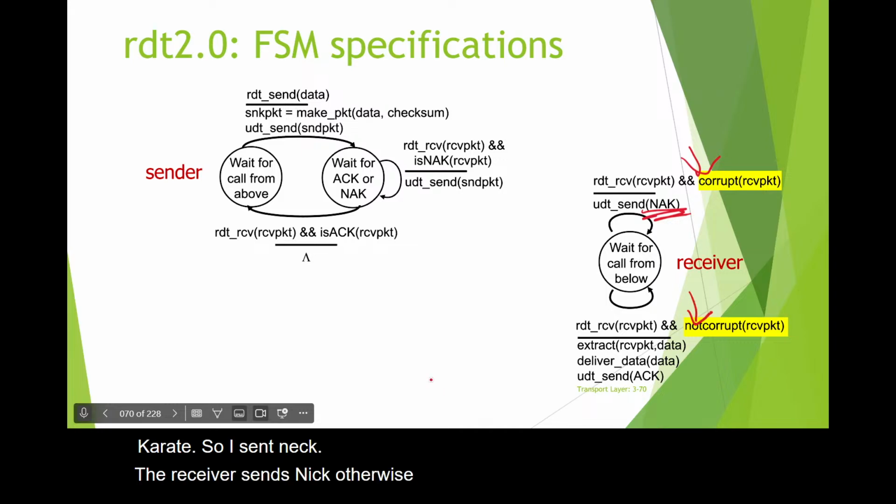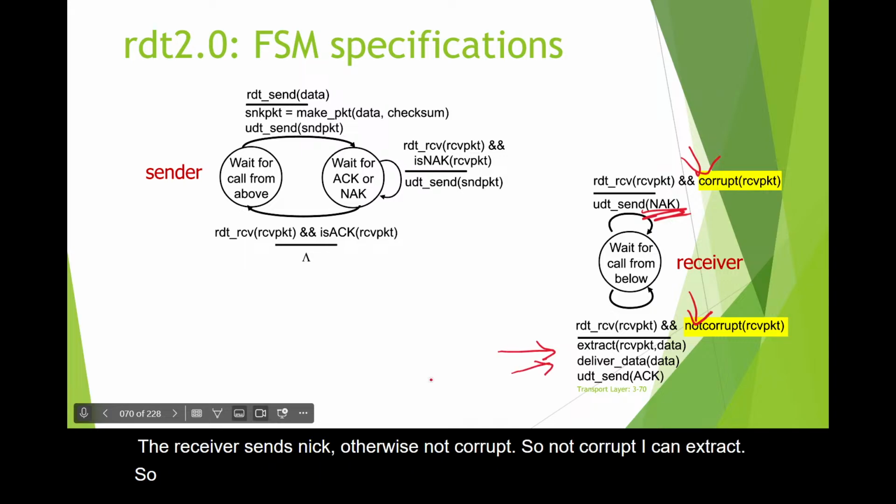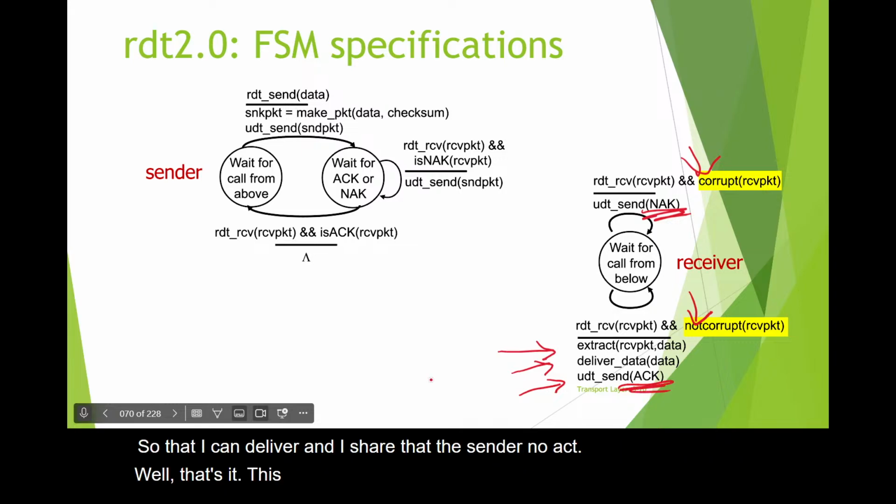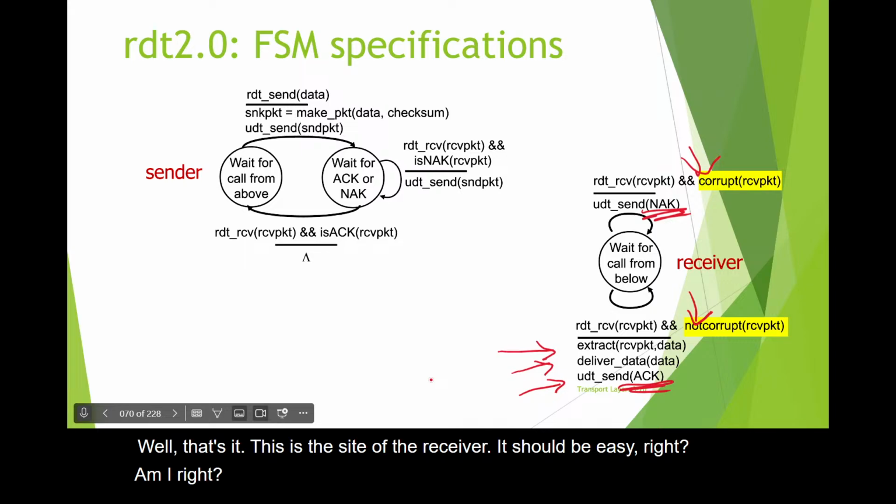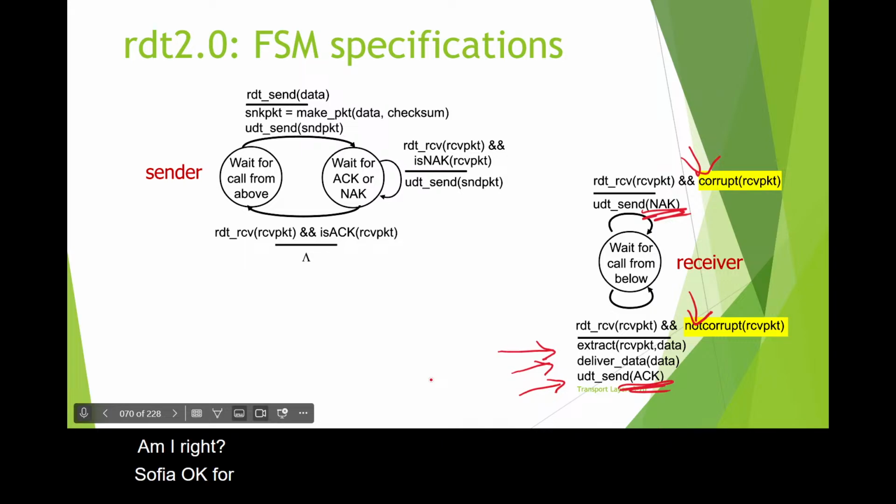Or otherwise not corrupt. So not corrupt, I can extract so that I can deliver. And I should let the sender know ACK. Well, that's it. This is the side of the receiver. It should be easy, right? Am I right? So Fenya, okay for this one? Sure.